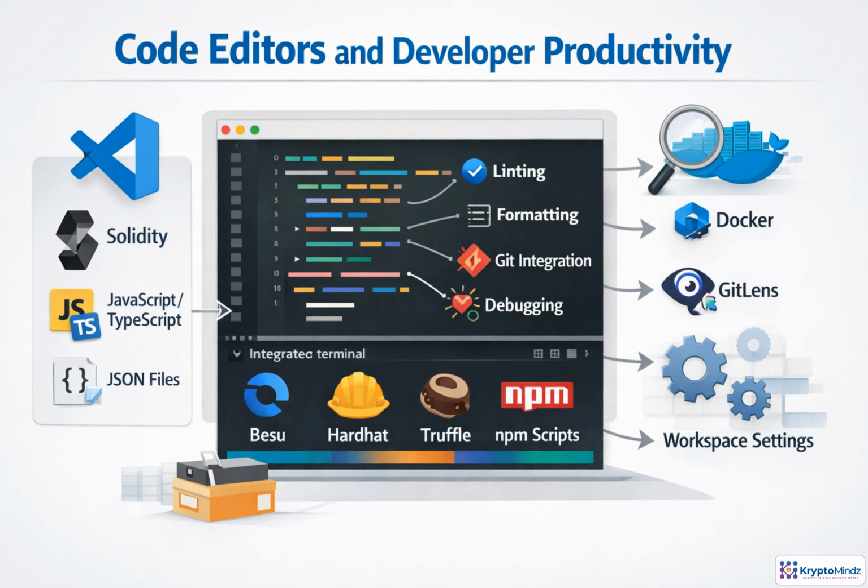A good editor removes friction from the development loop. Visual Studio Code is a common choice because extensions can support Solidity, JavaScript or TypeScript, JSON, Docker, and Git workflows in one place. Linting catches problems early, formatting keeps code consistent, and GitLens helps trace changes. Debugging shortens feedback loops. The integrated terminal is especially useful for running Besu, Hardhat, Truffle, and npm scripts without switching context. For teams, workspace settings make those conventions repeatable.